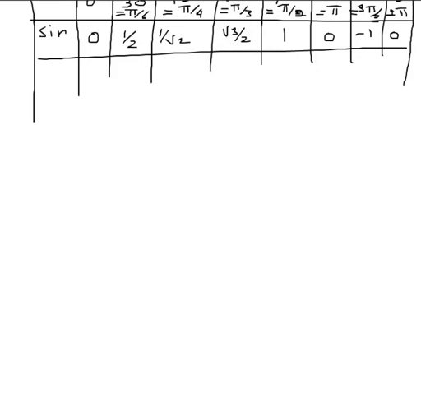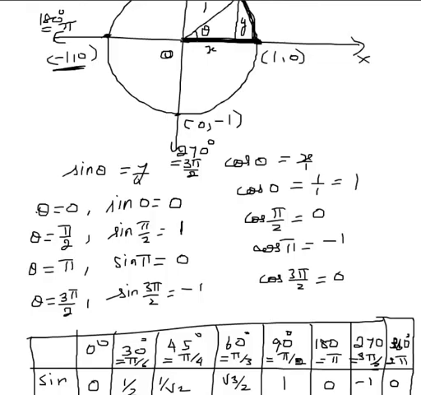What do you mean by x-axis angles? X-axis angles are 0 degrees, 180 degrees, 360 degrees, etc. Or I can say 0, pi, 2 pi, 3 pi, 4 pi, all are x-axis angles. So on the x-axis, sine becomes 0.